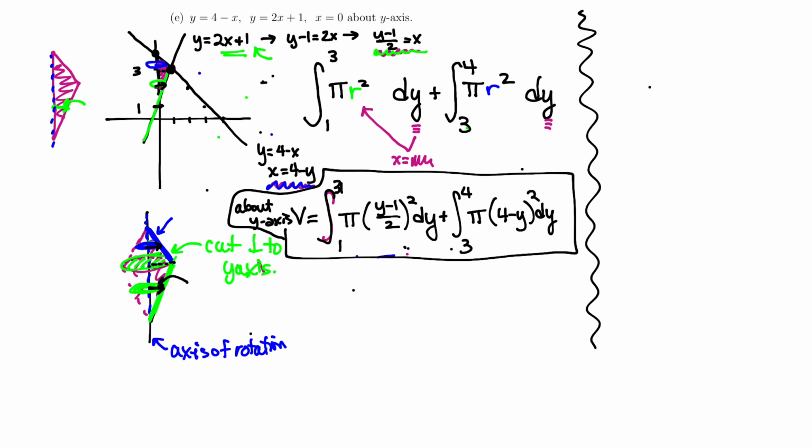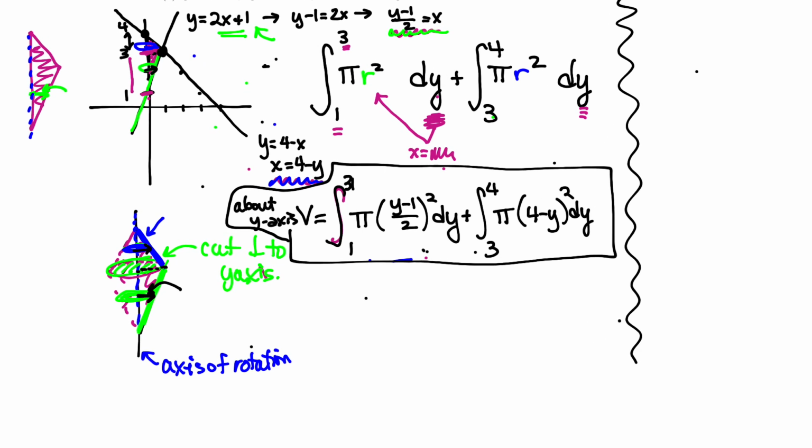I'll come by. Well, okay, so the other thing is, notice my limits. Because I'm going around the y-axis, my limits have to match my variable of integration, which is y. So I have to be running along the y-axis for my limits. That's why I have a 1 to 3 for this first part, and then a 3 to 4 for the second part. I'll come by, Robert, and you can show me. Question, other questions. Ethan.